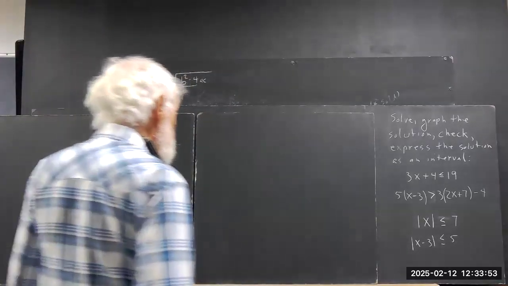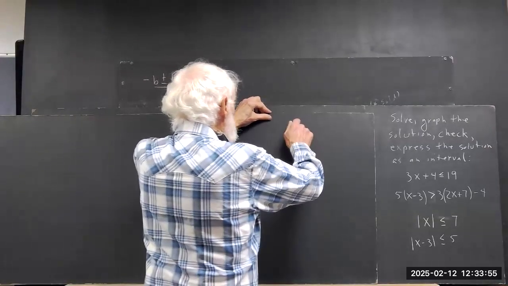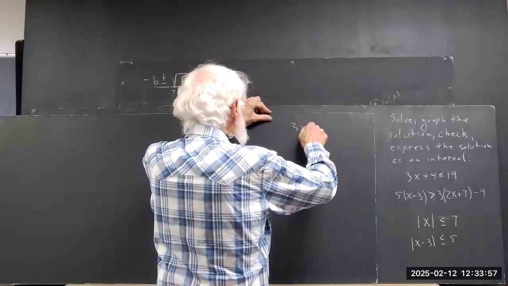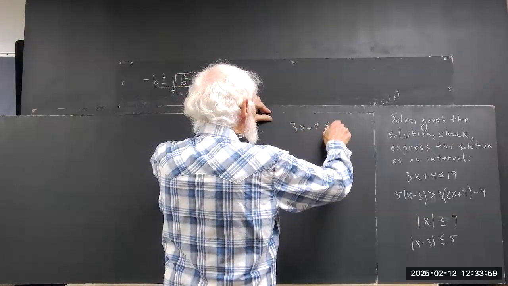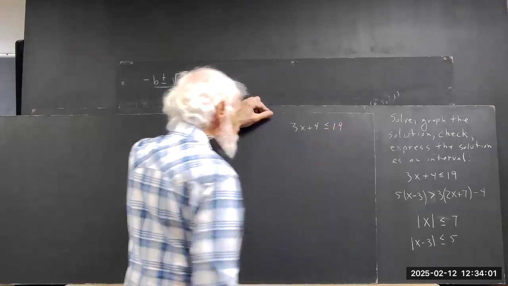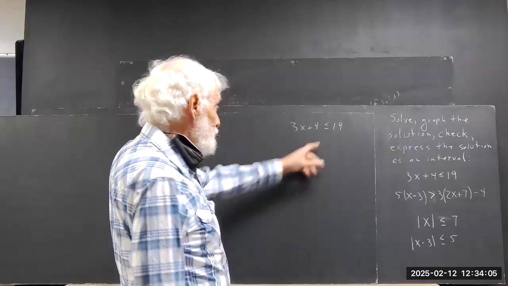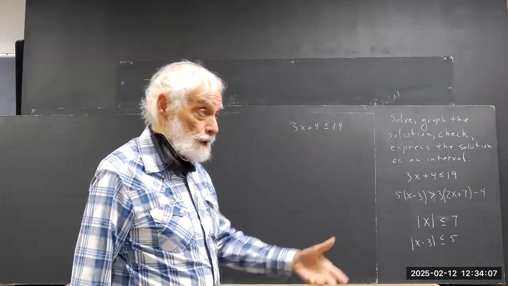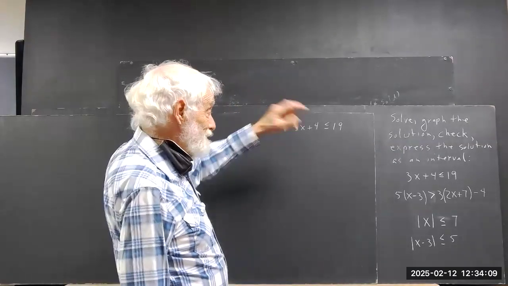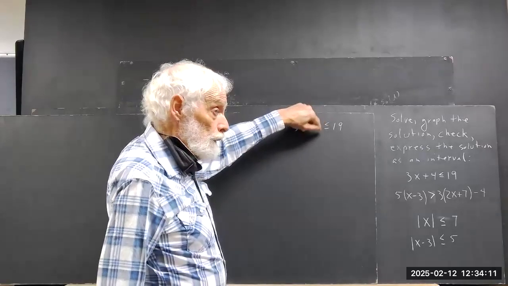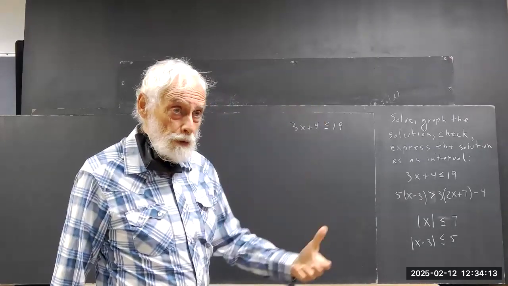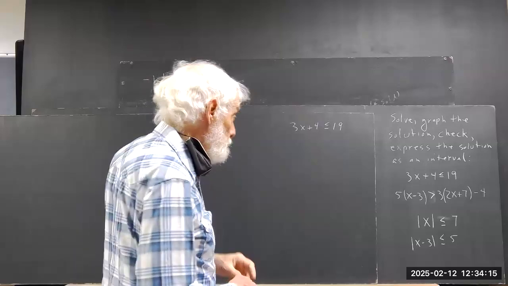So the first inequality, 3x plus 4 less than or equal to 19. Now I accidentally wrote an equal sign there and people solved it. Then it's all good. I'm going to have to go back and correct it for less than or equal, but that's pretty straightforward. I think everybody pretty much did that.